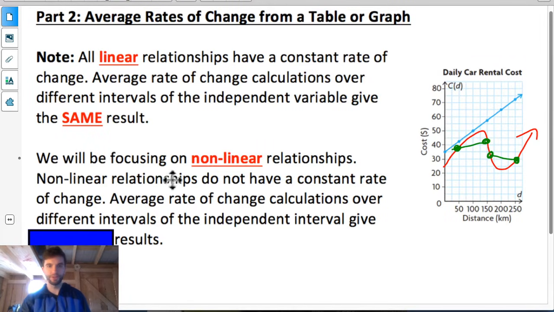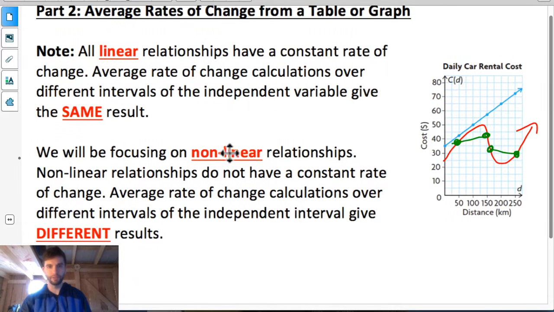It says nonlinear relationships do not have a constant rate of change. Average rate of change calculations over different intervals of the independent variable give us different results. So if it's a linear relationship, you would get the same result no matter what interval of x values you were finding the rate of change between. But with nonlinear relationships, you would get different secant slopes depending on the interval of x values you're finding the secant slope between.